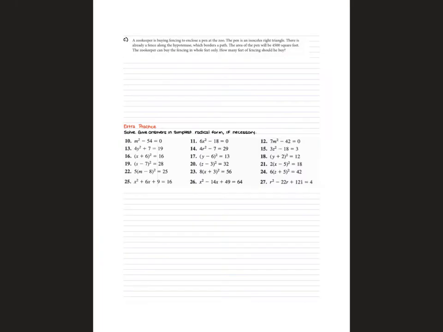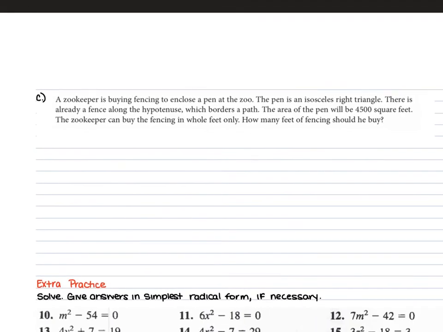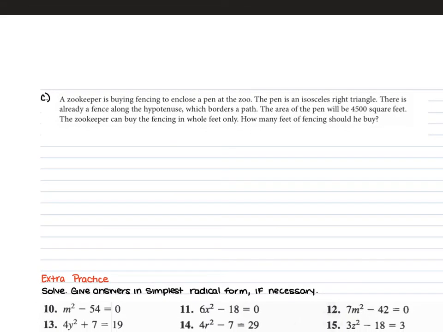For our next example, we have a zookeeper is buying fencing to enclose a pen at the zoo. The pen is an isosceles right triangle. This is important. There is already a fence along the hypotenuse, which borders a path. The area of the pen will be 4,500 square feet. The zookeeper can buy the fencing in whole feet only. How many feet of fencing should he buy?